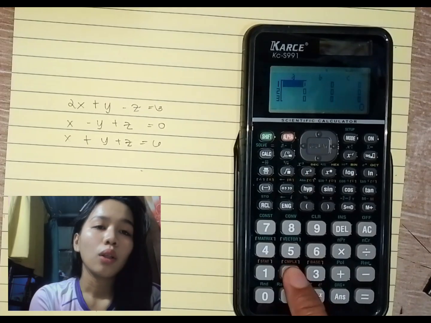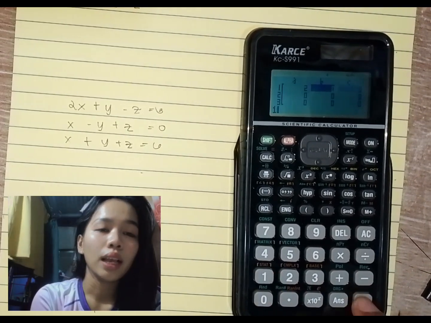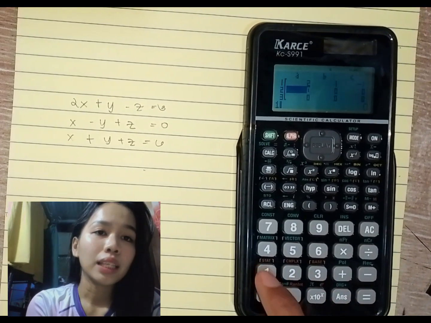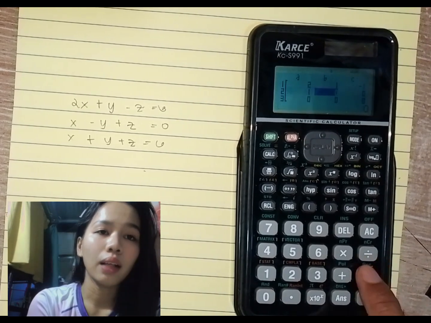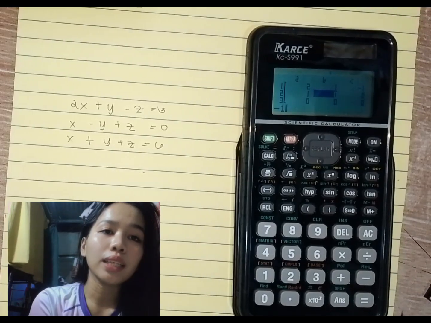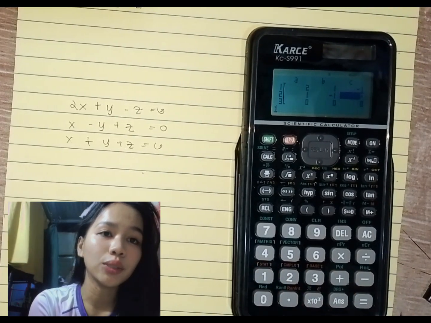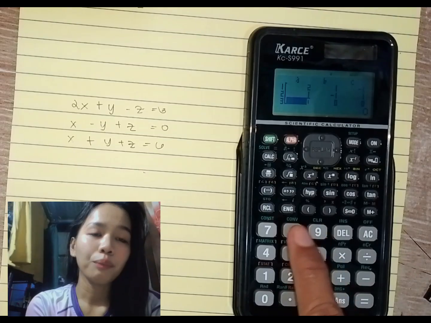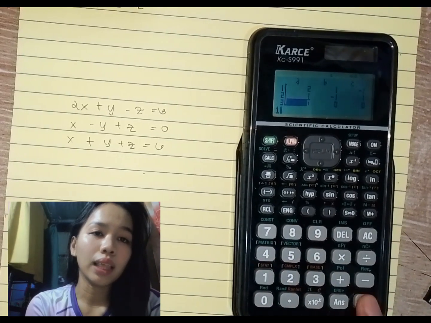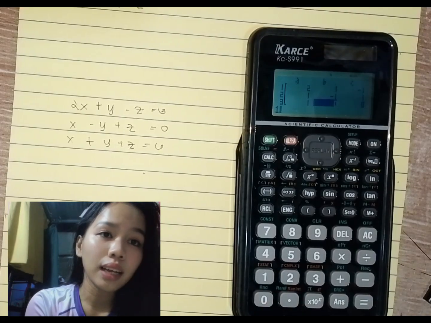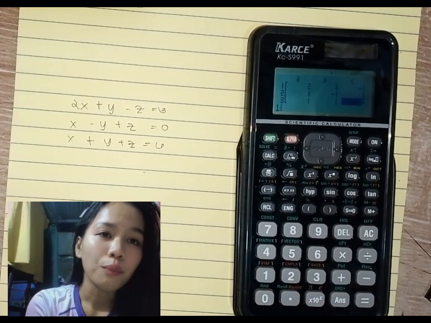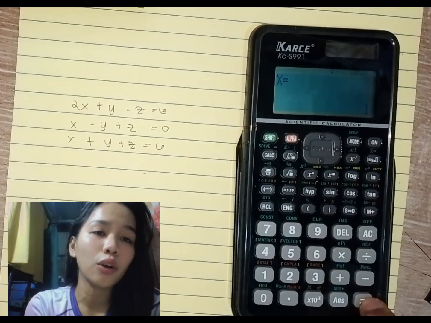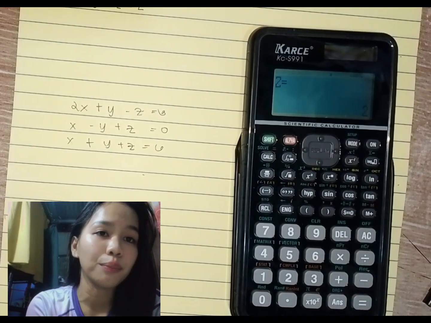Later, we enter them into the calculator, the coefficients of each equation and their constants. We need to press the equal sign again, twice or double, to show us the values of the three unknown variables of the linear equations that we have.